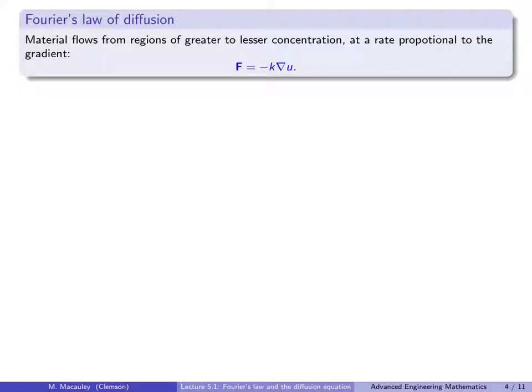This just says that material flows from regions of greater to lesser concentration at a rate proportional to the gradient. So mathematically, that says that the vector field F, which is the direction of the flow of smoke or dye or heat, or you can think of it in other contexts. It might be a forest fire, and it's pointing to the direction that the fire is spreading the fastest. And I'm sure we can come up with other examples. So when I say rate proportional to the gradient, that means F is equal to negative K times del U.